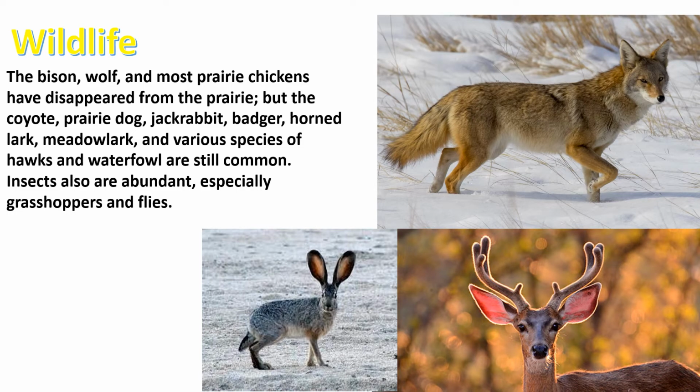Now let's learn about wildlife. The prairies used to have herds of grazing animals such as bison and wolf. Most prairie chickens have disappeared from the prairie, but the coyote, prairie dog, jackrabbit, badger, horned lark, meadowlark, and various species of hawks and waterfowl are still common here. Insects also are abundant, especially grasshoppers and flies. Abundant means they are in more quantity. If you can see, these are the pictures of some animals found there.